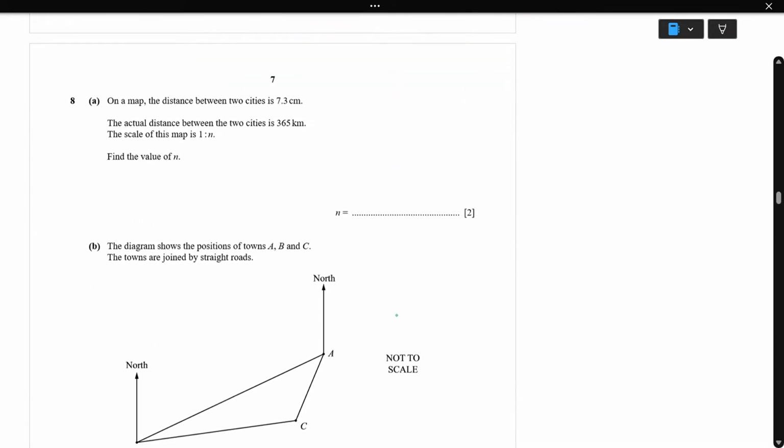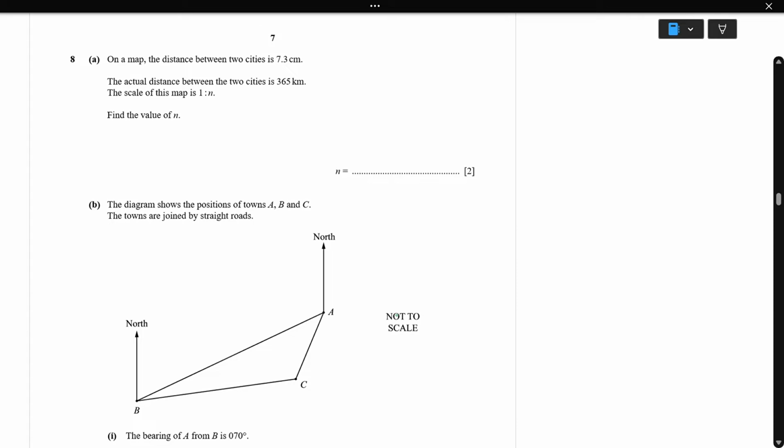The next question, question number 8. On a map, the distance between two cities is 7.3 centimeters. The actual distance between the two cities is 365 kilometers. Find the one ratio n. First, 7.3 centimeters on the left; on the right side I'll make it centimeters. Kilometer to centimeter: first we make it meters, times 1000, then meters to centimeters, times 100.